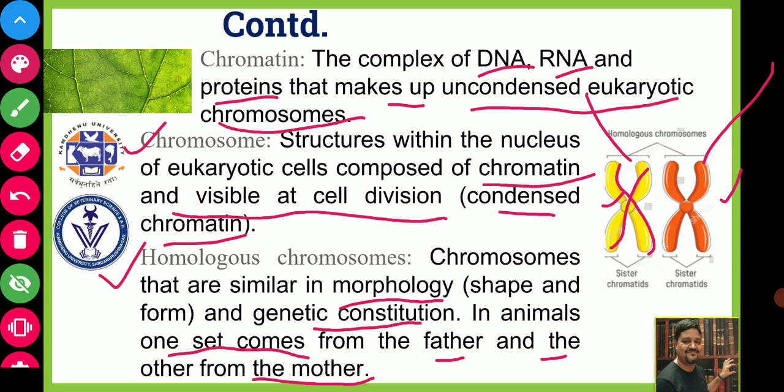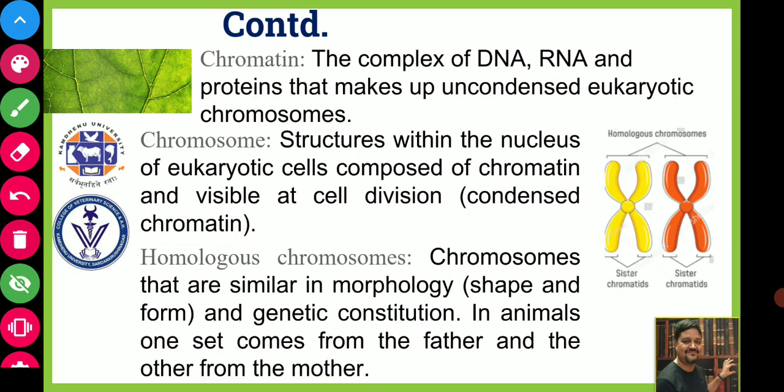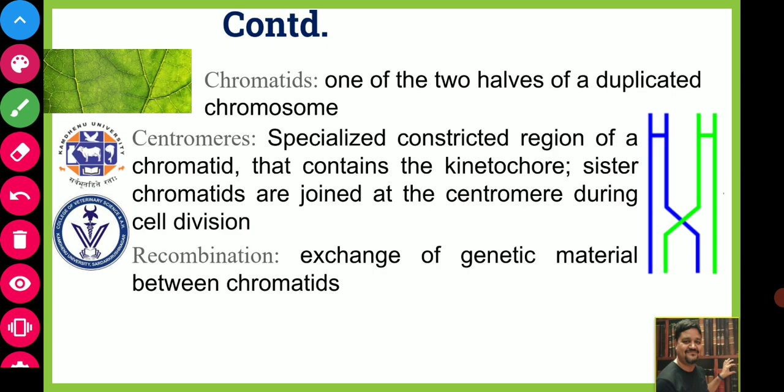We know that in due course of time, when we go deep into the principles of genetics, it will be very pertinent if you know the differences between these related terms. If you have any confusion in these related terms, it will be very difficult for you to understand the principles of animal genetics. So the next term is chromatids. What are the chromatids? It is one of the two halves of a duplicated chromosome.